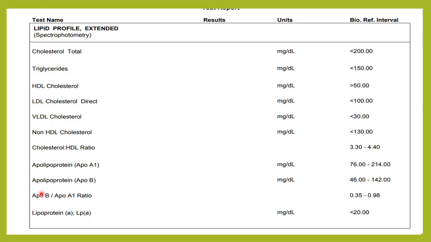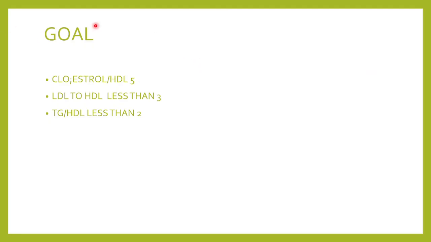So whatever number you get for the lipid profile has to be interpreted along with your other risks also. One single number will not tell you anything about your risk of getting a stroke or heart attack. Remember, the goal of the treatment is always to keep the parameters within the reference range. The cholesterol to HDL ratio should be less than 5, the LDL to HDL ratio should be less than 3, and the TG to HDL ratio should be less than 2.